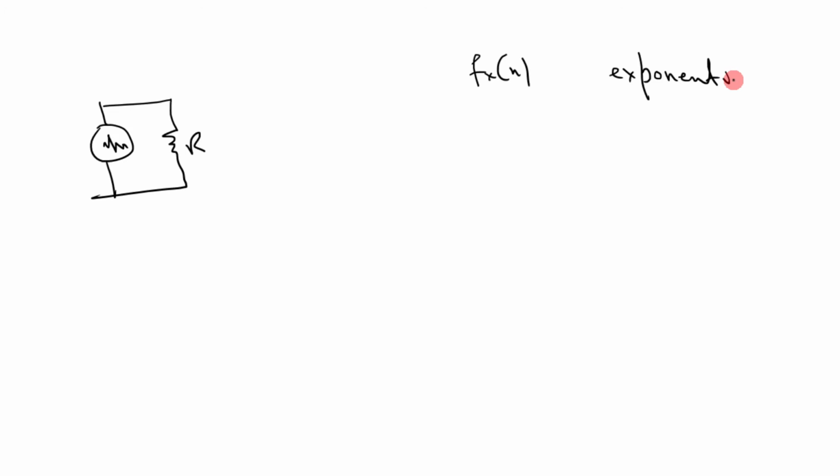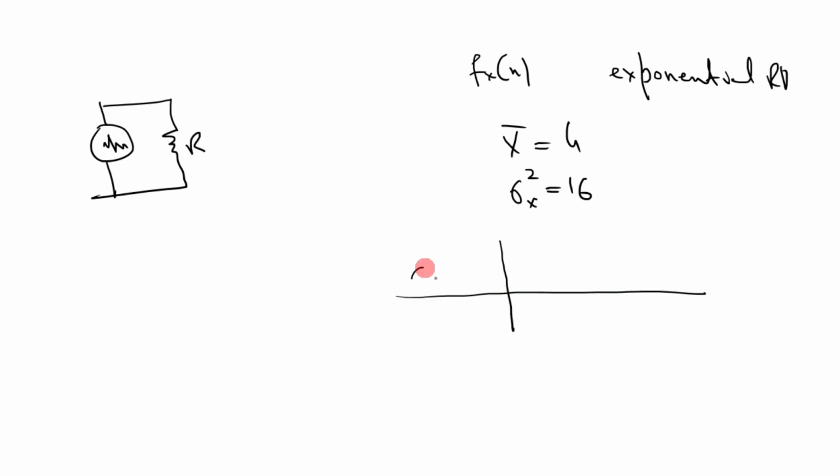Let's suppose you have a noise source and this noise source has a density function fx of x which is exponential, which is representing exponential random variable, and it has an average value of 4, whereas its variance is given as 16. So let's suppose I am drawing a hypothetical waveform. Let's suppose it has this waveform and you sample it.